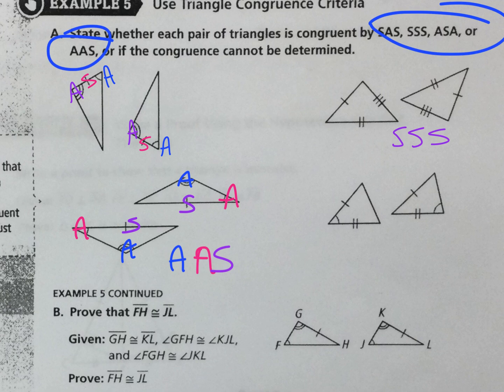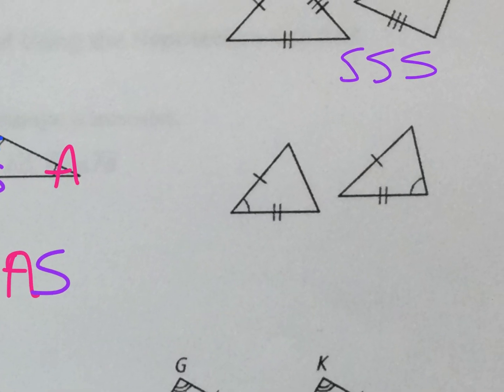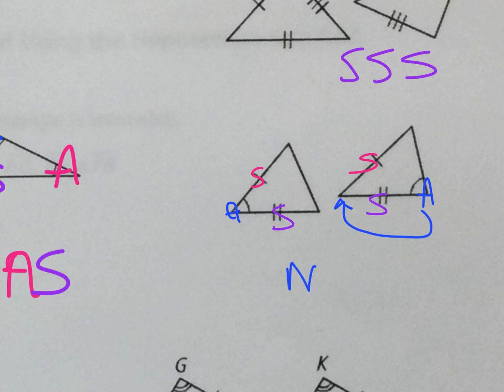And then this last one, let's see, I got a side, I got an angle, and I got a side. So look at this real close. Are they in the right order? On this one, the blue angle is in between the pink side and the purple side. But shouldn't that be over here? This angle should have been here, right? So this is not enough info. All right?